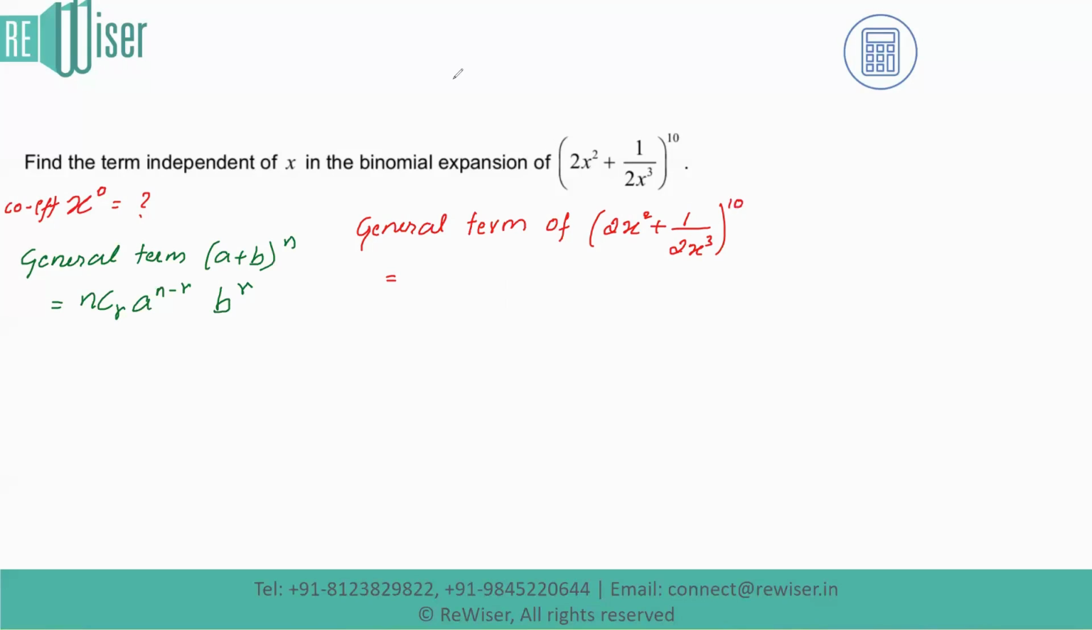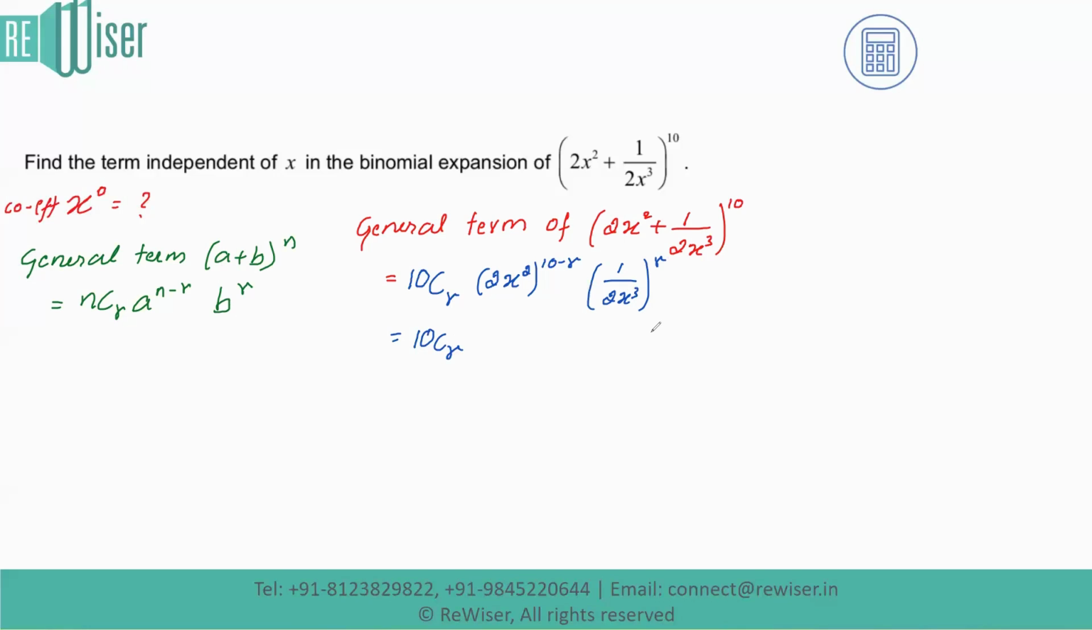In place of n we have 10 and r is unknown, so it's going to be 10Cr into a. A is nothing but 2x squared whole power n minus r, which is 10 minus r, into b to the power of r, where b is 1 over 2x cubed. Now let's simplify this.